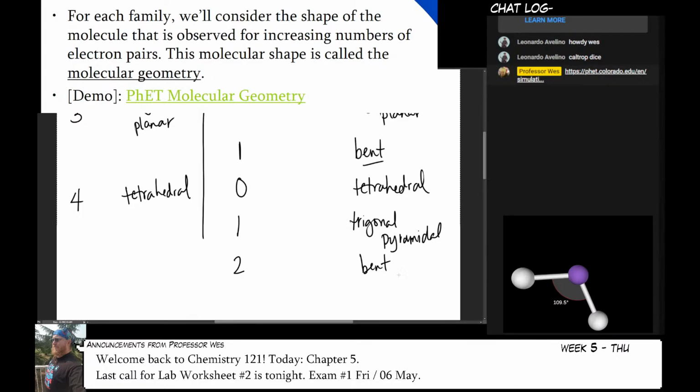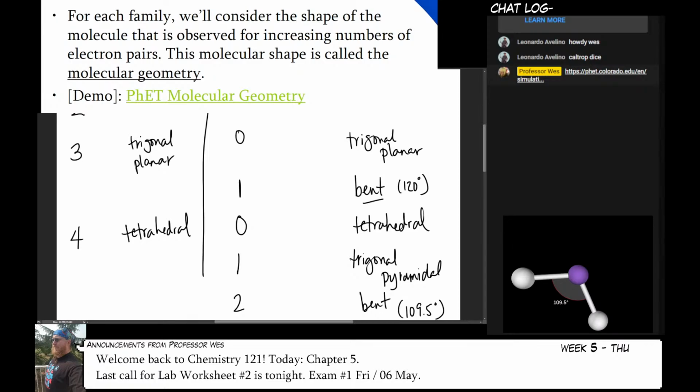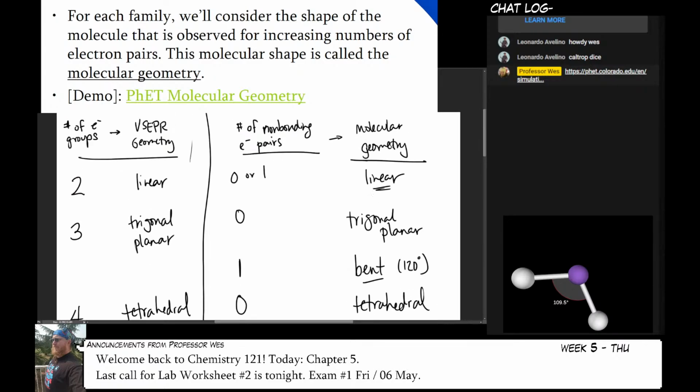Now, the difference between this bent and the previous bent is simply the angle that's in there. You don't need to know the angles. You just need to know to call it bent. But there are basic shapes here for both VSEPR and molecular geometry.